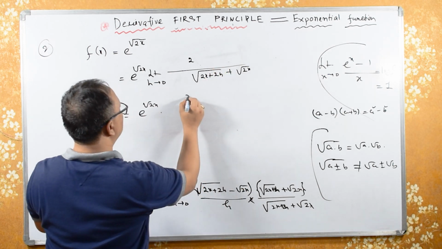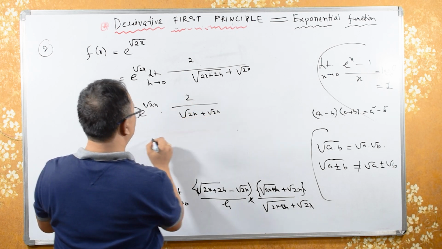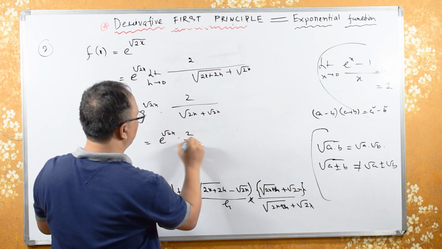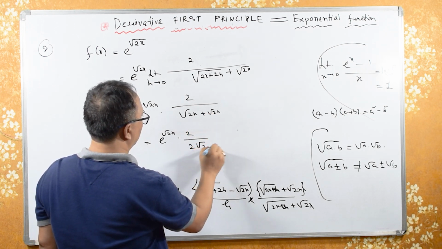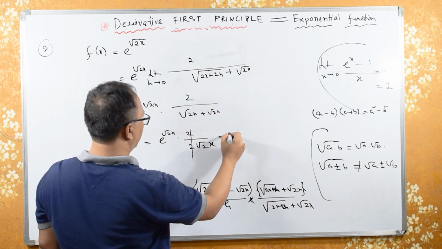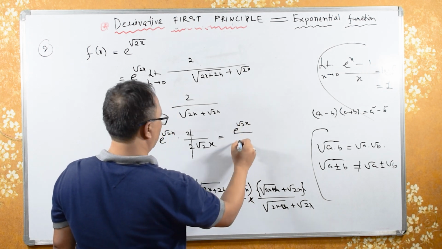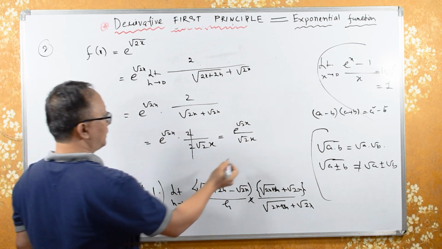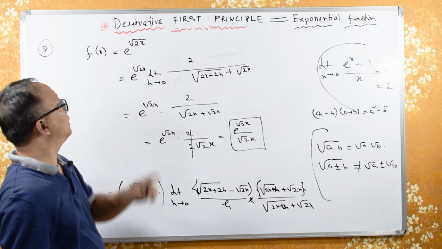What we have is 2 upon root 2x plus root 2x, which is the same as root 2x, in e raised to root 2x. 2 upon root 2x with 2x is 2 root 2x. This gets cancelled. We can write e raised to root 2x upon root 2x, or you can bring this up. This is the answer for e raised to root 2x.